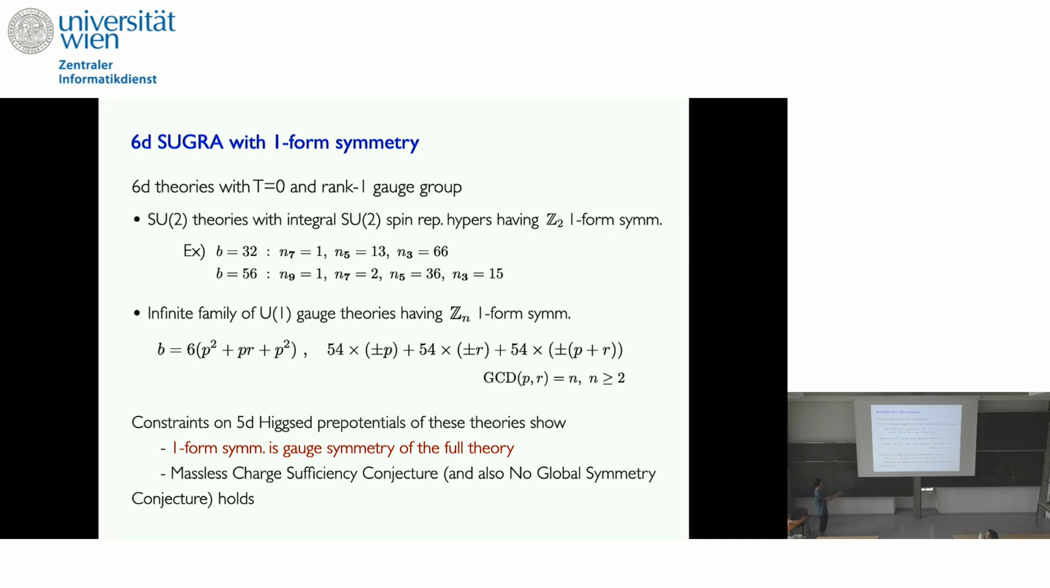And also another interesting example is the infinite family of U1 gauge theories. So that has 3 different charged hypermultiplets, P, R, and P plus R. And if P and R have a non-trivial GCD, then it has a Z_N one-form symmetry. And for any of these theories, you can do the same computation and show that this Z_N one-form symmetry in the massless spectrum must be a symmetry of the full theory, gauged. Okay. So they provide, again, concrete examples for the massless charge sufficiency conjecture and also the no global symmetry conjecture.